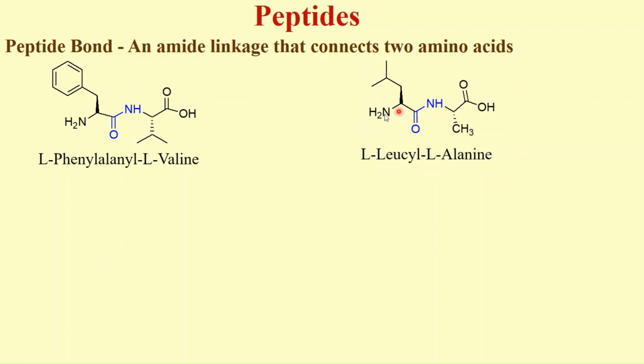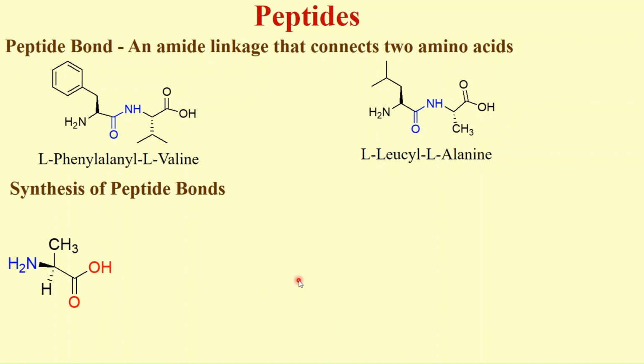If I take two amino acids and react, I'll get the amide linkage. The NH2 of one amino acid reacts with the carboxylic group of another amino acid, it can form a peptide bond. If I take CH3, CHNH2, COOH, alanine, precisely it is L-alanine, and react with leucine. This is isobutyl group attached to the amino acid L-leucine.